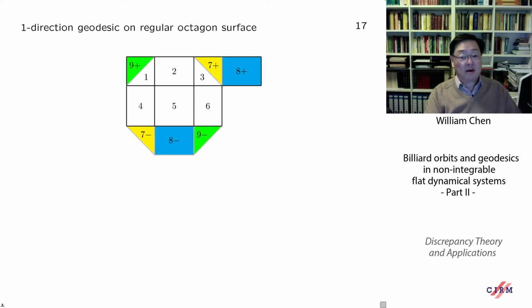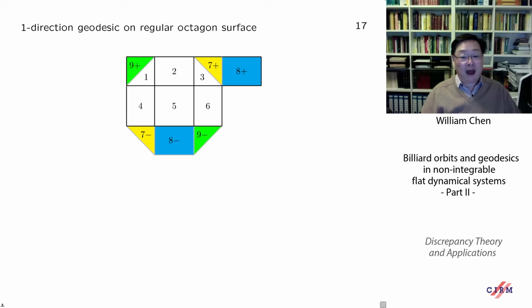Well, let's look at the octagon. Let's take the yellow triangle on the bottom left and move it to the top right. Remember, because this is a regular octagon surface, the edge between 3 and 7 plus is identified with the diagonal edge and 7 minus. So that's why we can move the 7 minus to where 7 plus is.